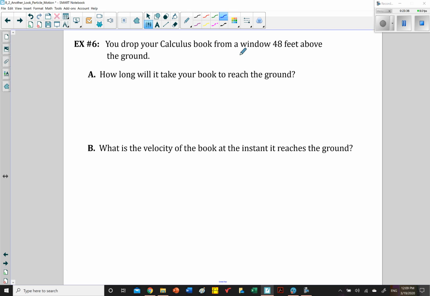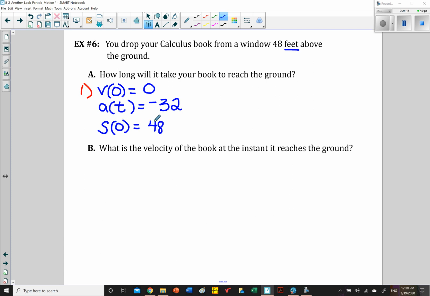How about you drop your calculus book from a window 48 feet above the ground? How long will it take your book to reach the ground, on planet Earth? So velocity is 0 because you're holding it and then you drop it. And one thing you may or may not know is on planet Earth, when the units are feet, the gravitational constant is negative 32 feet per second squared, holding us here on the Earth, keeping us from floating away. So the position at 0 is 48.